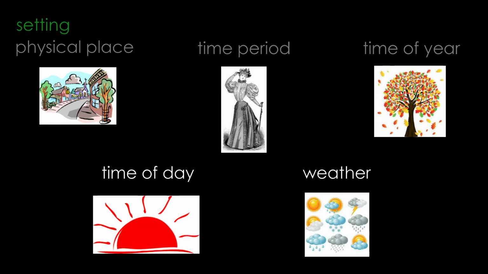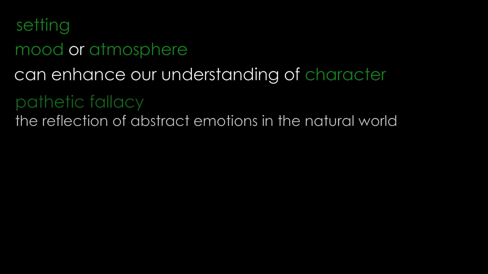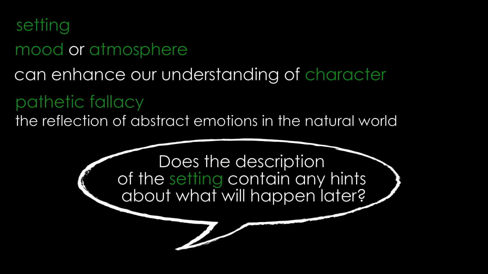The way in which a setting is described can create a mood or atmosphere, or can go on to enhance our understanding of a character, for example through the use of pathetic fallacy. Does the description of the setting contain any hints about what will happen later?